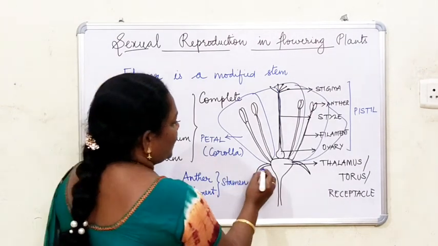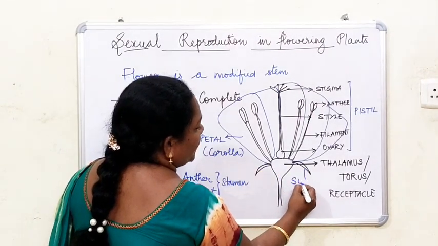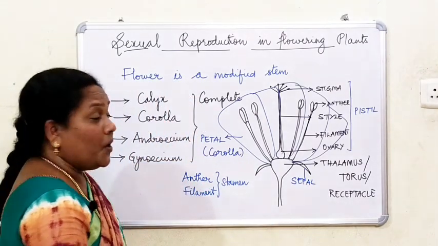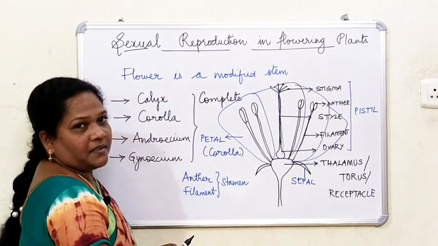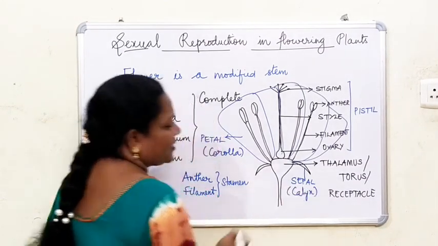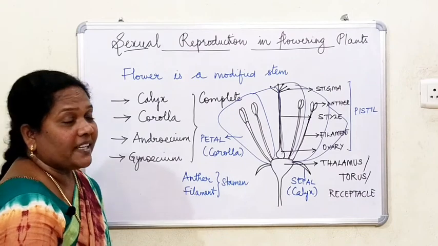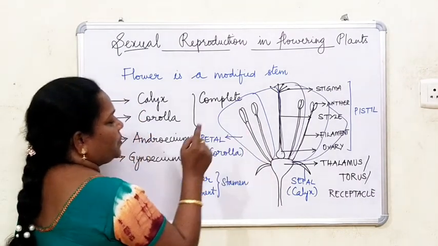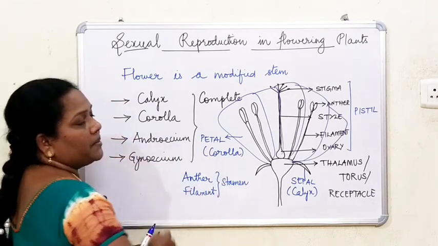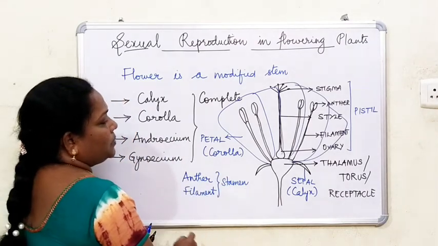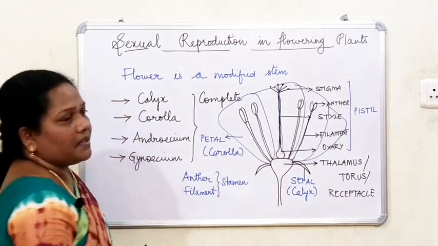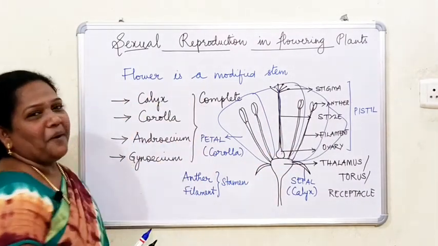Likewise, this is called a sepal, S-E-P-A-L. A group of sepals forms the calyx. So the calyx is the first whorl, the corolla is the second whorl, the androecium, which is nothing but the stamen, the male reproductive part of the flower, is the third whorl, and the pistil is the fourth whorl. If all the four whorls are present in a flower, then the flower is said to be a complete flower.